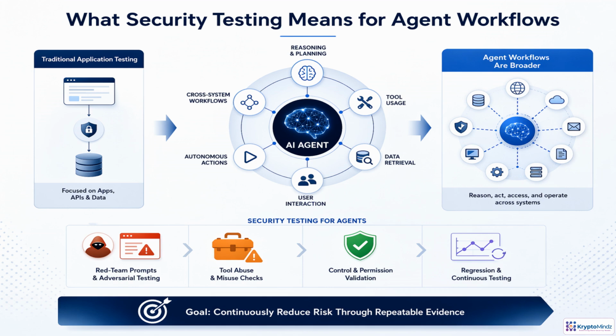Security testing changes when an application becomes an agent workflow. We are no longer only checking whether an app, API, or database behaves correctly. We also need to test how the agent reasons, which tools it chooses, what data it retrieves, and whether it respects the boundaries around it. That means covering both normal workflows and misuse paths. Red team prompts, tool abuse scenarios, permission checks, and regression tests help show whether controls keep working over time. The goal is continuous risk reduction backed by repeatable evidence, not a one-time claim of safety.